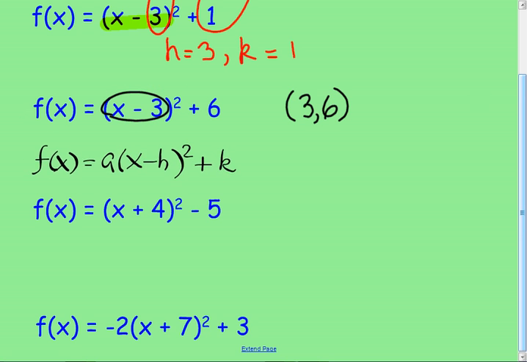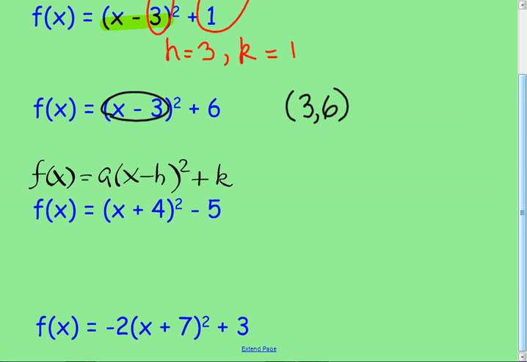Now, what the A does, and you can play with the A on your graphing calculator if you wanted to, but all the A does is decides if the parabola is right side up or upside down, and it also dictates how wide it is. The bigger A is, the skinnier the parabola gets. So it's actually just like doing y equals mx plus b.